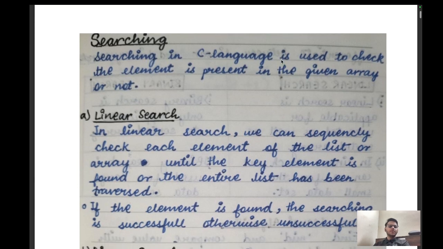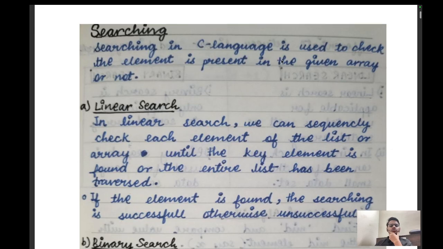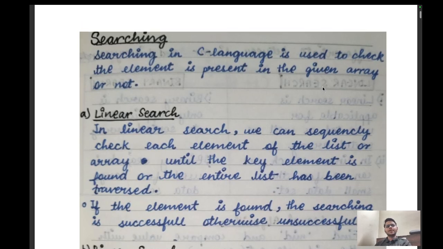So basically, the very first thing that we have to get is: what is searching? Searching in C language is used to check whether an element is present in the given array or not. It is quite obvious from the word search. When you think of searching something, you get a picture in your mind that you are finding something. So what we are doing here is that we have been given a set of data, or you can say an array, and you have to search for a particular element in that array.